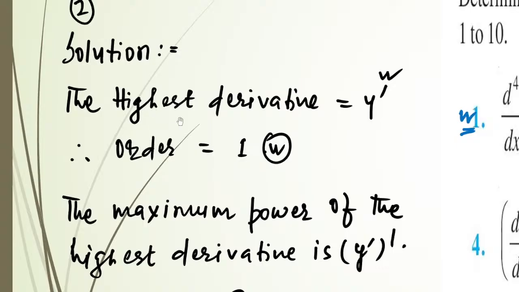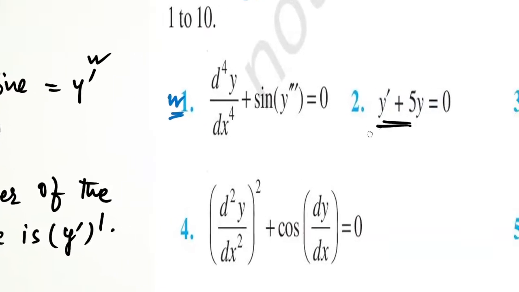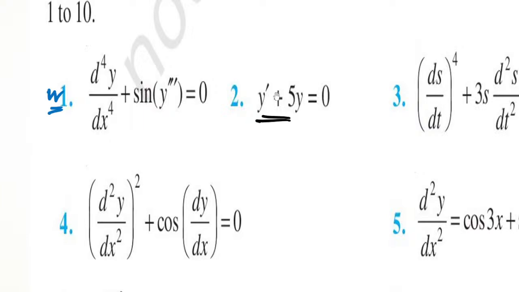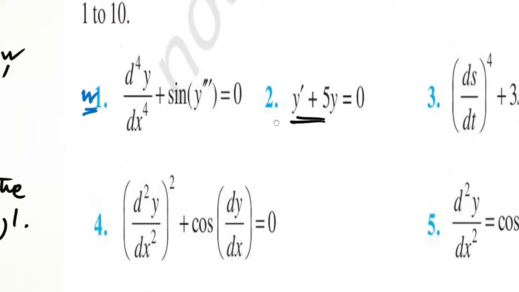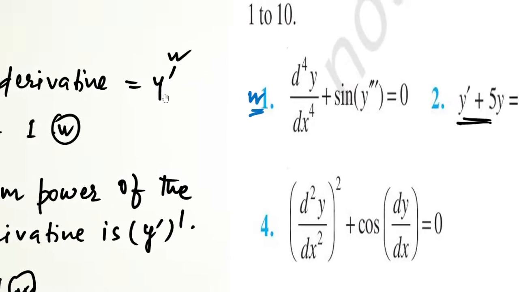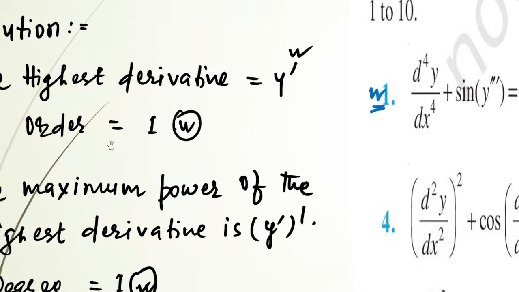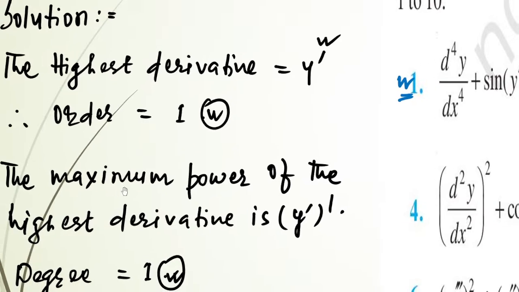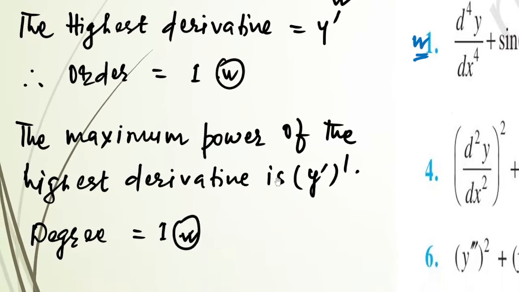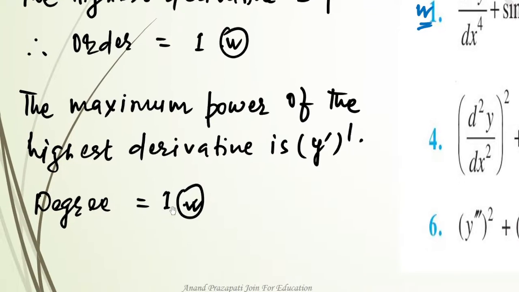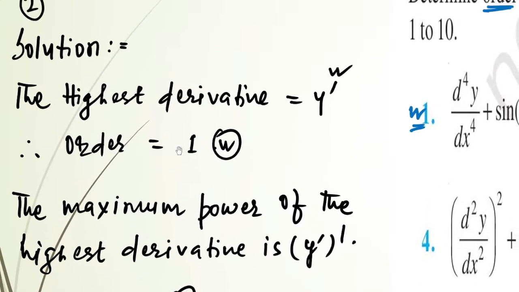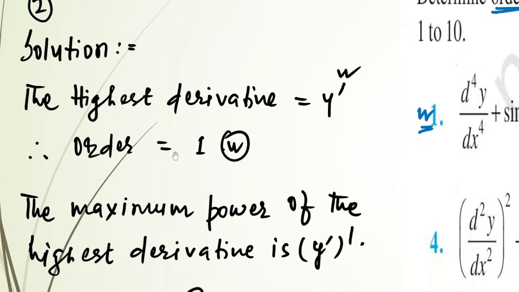So this is question number 2. First derivative of this one plus 5y equal to 0. So the highest derivative is y₁, and therefore the order of this differential equation will be 1. The maximum power of the highest derivative is 1. So the degree of this differential equation is 1. Hope there is no problem to understand the solution of question number 2.